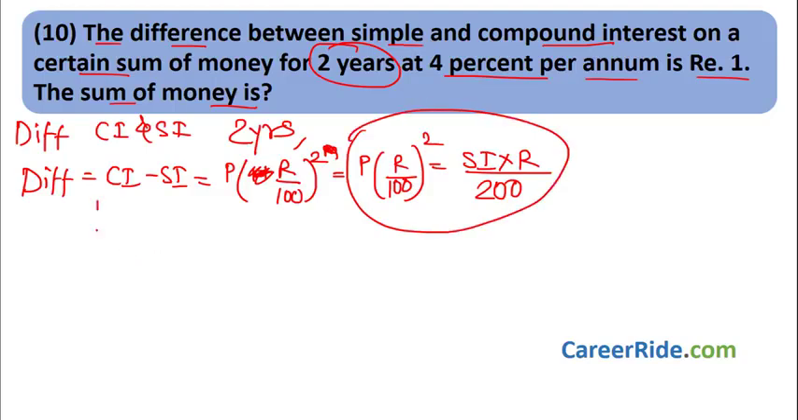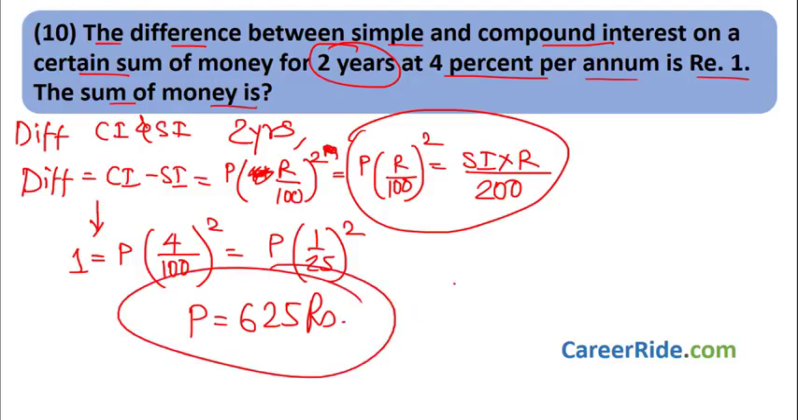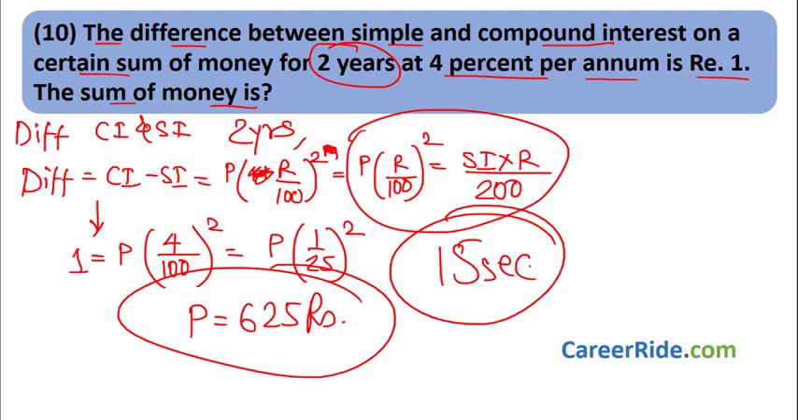So what is the difference they have given? 1 rupee, right? What is the principal amount? That we do not know. We have to find out. What is the rate of interest? 4% upon 100 squared. What do we get? P into 1 upon 25 squared. P would be equal to 25 squared, that is 625 rupees. See how easily, very quickly, in hardly 15 seconds we got the answer. So remember the formula. Moving to question number 11.